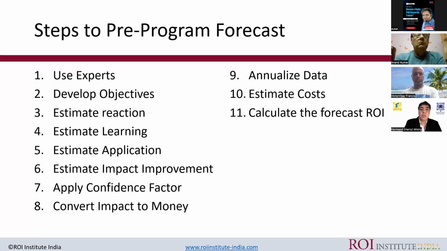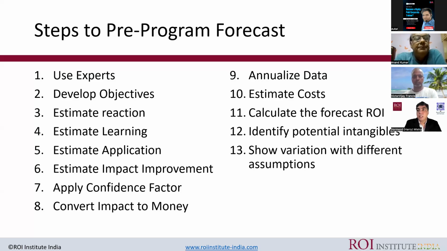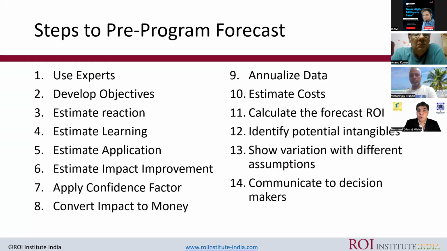Then we estimate the costs, we calculate the forecast ROI, we identify potential intangibles, and we show variations with different assumptions. The estimates that we have taken for reaction, learning, application, and impact improvement, we look at those and we see what would happen if we had taken a higher estimate, or what would have happened if we take a lower estimate, right? And that's the variation that we show with different assumptions and communicate with your decision makers.